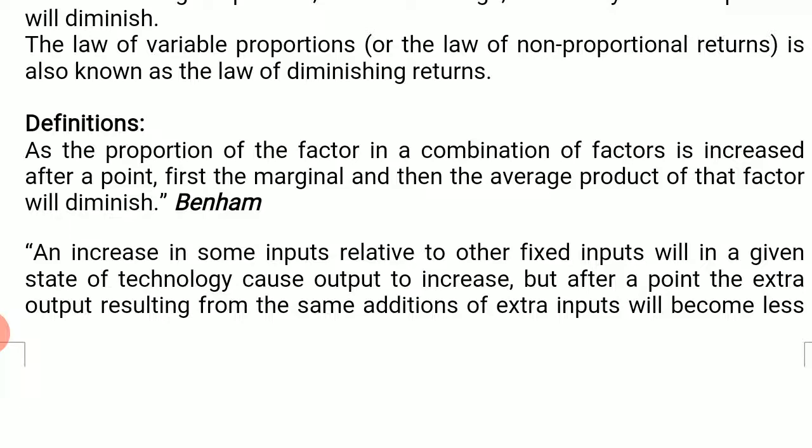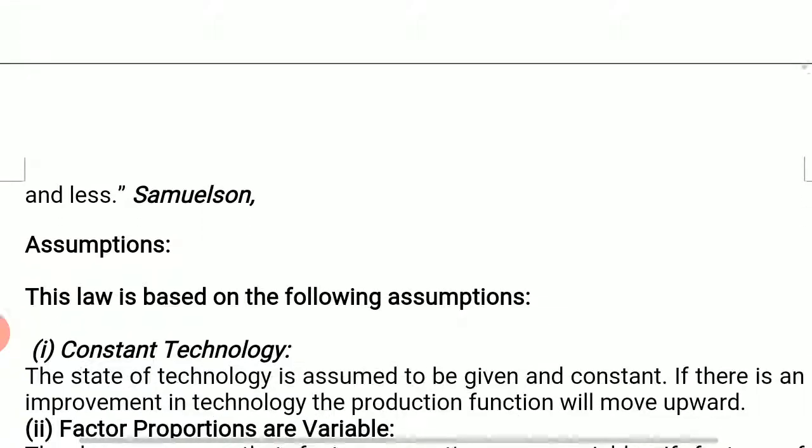According to Benham, as the proportion of a factor in a combination of factors is increased after a point, first the marginal and then the average product of that factor will diminish. According to Samuelson, an increase in some input relative to other fixed inputs will, in a given state of technology, cause output to increase. But after a point, the extra output resulting from the same addition of extra input will become less and less.